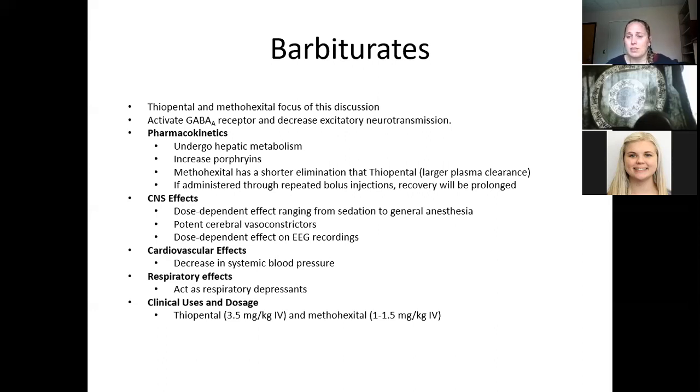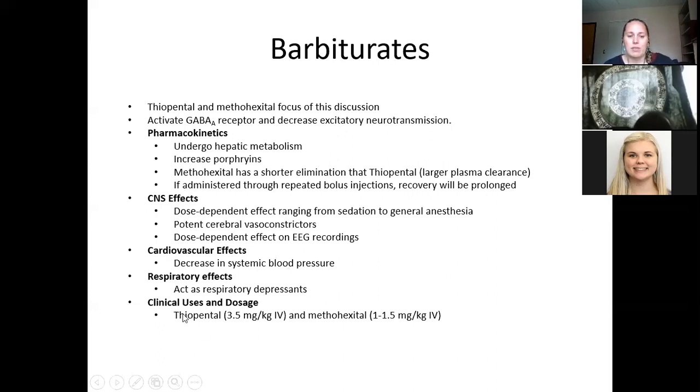And ultimately, not surprisingly, that correlates to the EEG recording. So under those lower doses, you're going to see some minimal activity that's still occurring. And then at those higher doses, you're going to see a more silenced electrical brain. Not surprisingly, it acts as a respiratory depressant.